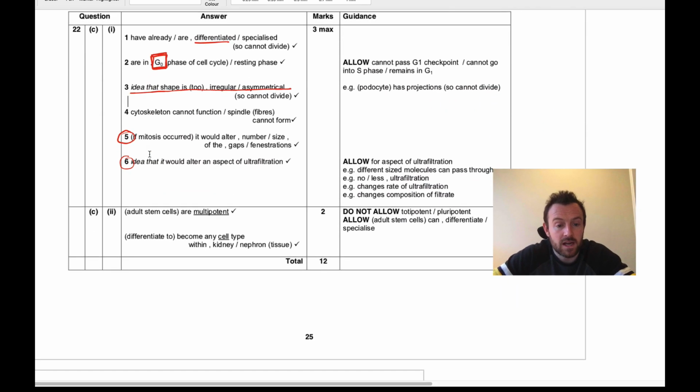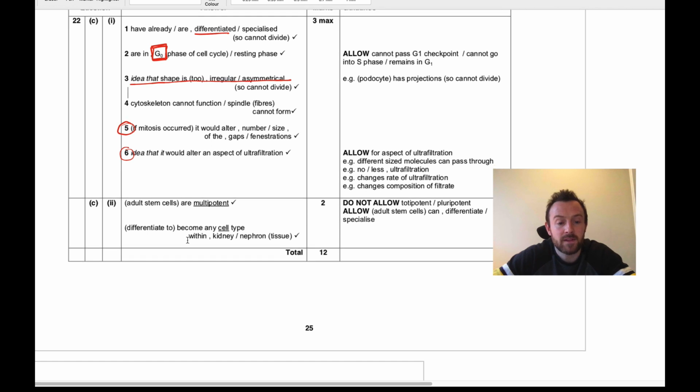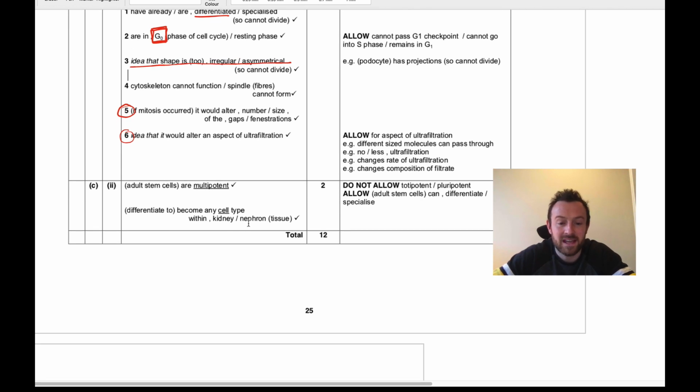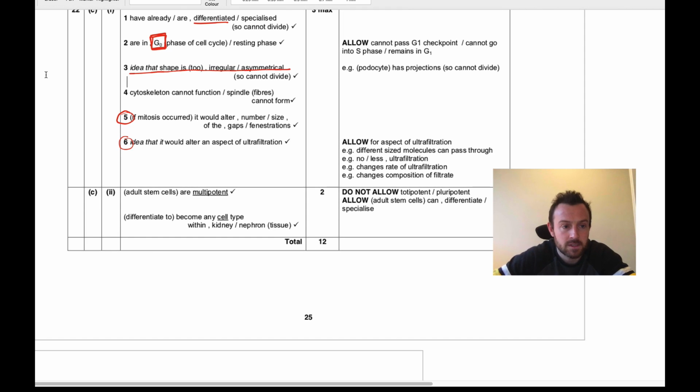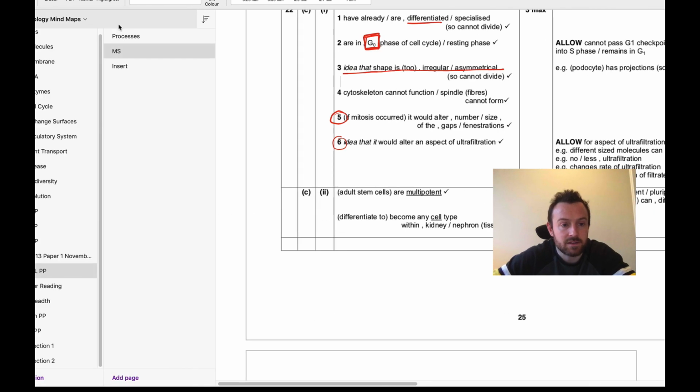Let's have a look. So adult stem cells are multipotent, do not allow totipotent or pluripotent, because those are embryonic ones. So they can differentiate and become any cell type within the kidney or the nephron. Great. Okay, so that is the end of that.